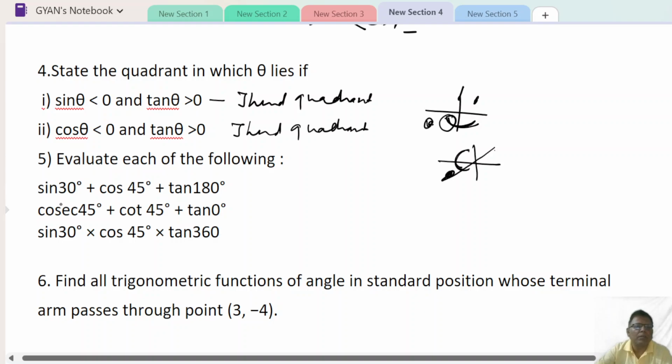Now evaluate each of the following. Sin 30 degrees, sin 30 degrees is half. Cos 45 degrees, 1 by root 2.